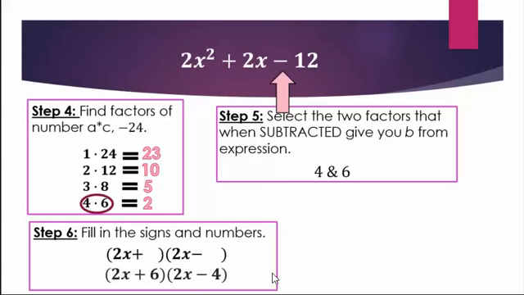Now, for these, because there is a number in front of x squared, there's going to be an additional step. Don't worry, it's not extremely difficult. It's just reducing one of the parentheses, okay?